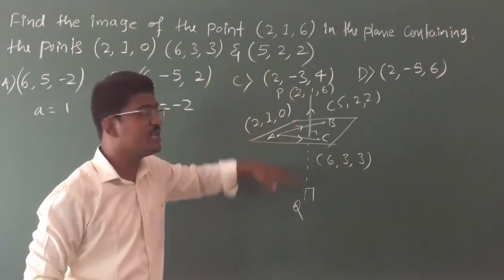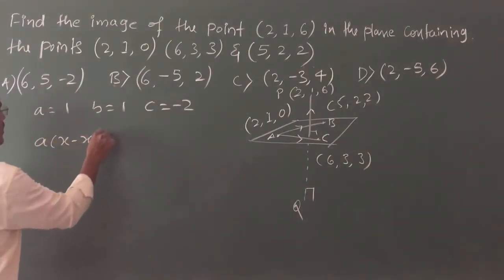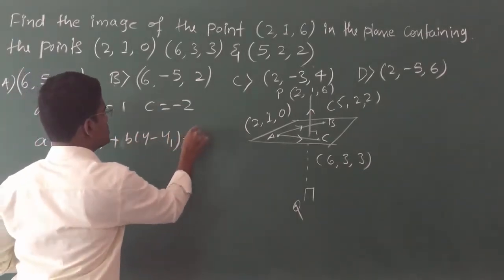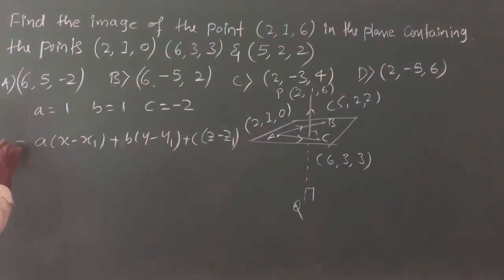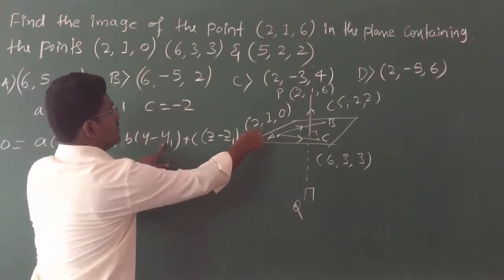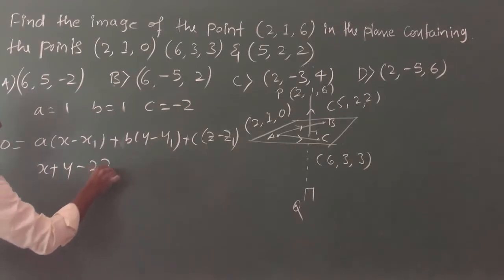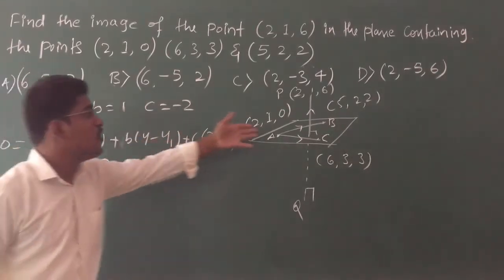Using that I will solve the equation of the plane, that is A into x minus x1 plus B into y minus y1 plus C into z minus z1 equal to 0. So if I simplify this, the A term is 1, B term is 1, C term is minus 2, x1 will be 2, y1 will be 1, z1 will be 0. Simplifying all terms, it will be x plus y minus 2z equal to 3. So this will be the equation of the plane.